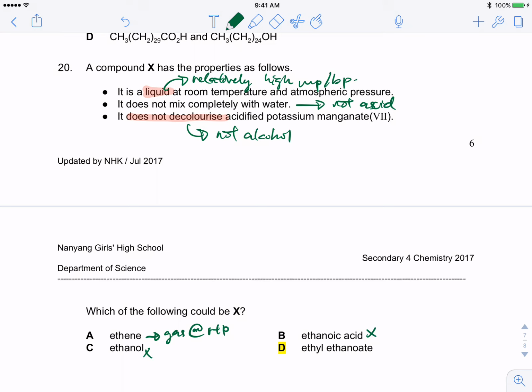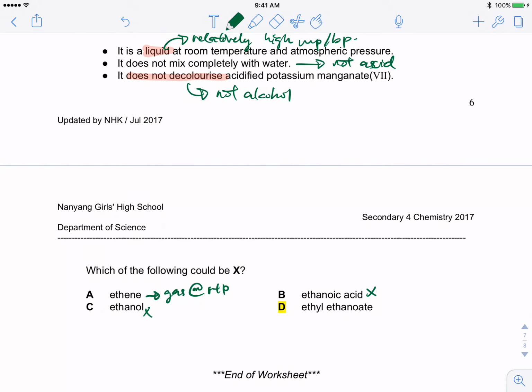It means that it's not an acid, not a small chain alcohol. And it also does not decolorize acidified potassium manganate(VII). It's not an alcohol, not primary at least. Which of the following could be X? Therefore, the answer cannot be ethene, because ethene is a gas at room temperature. Cannot be ethanol, because ethanol would decolorize acidified potassium manganate(VII). Cannot be ethanoic acid because it mixes completely with water. Therefore, we are left with the answer D, ethyl ethanoate.